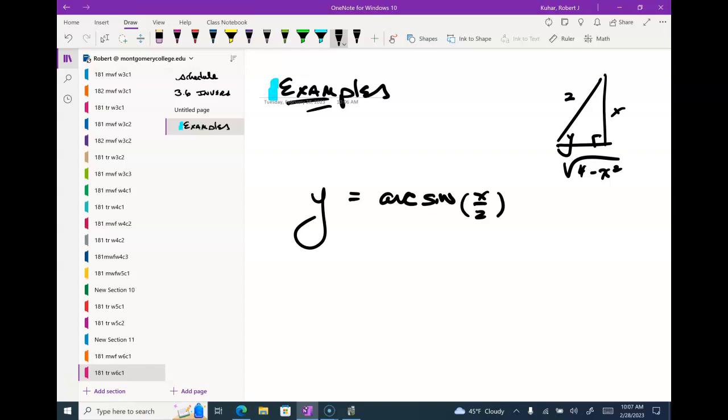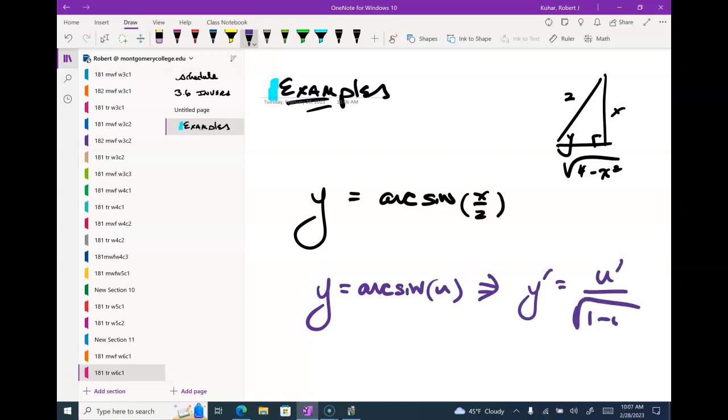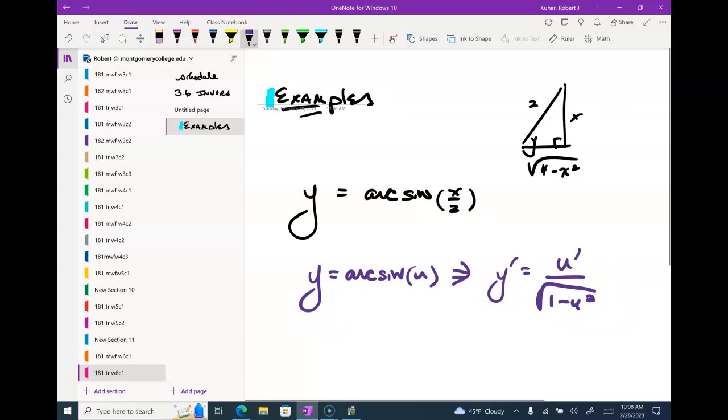It doesn't look like I need it on this one, because I know on my formula sheet, I have y equals arc sine of u gives me y prime is u prime over square root of 1 minus u squared. So all I'm seeing is, I need u. I need you.